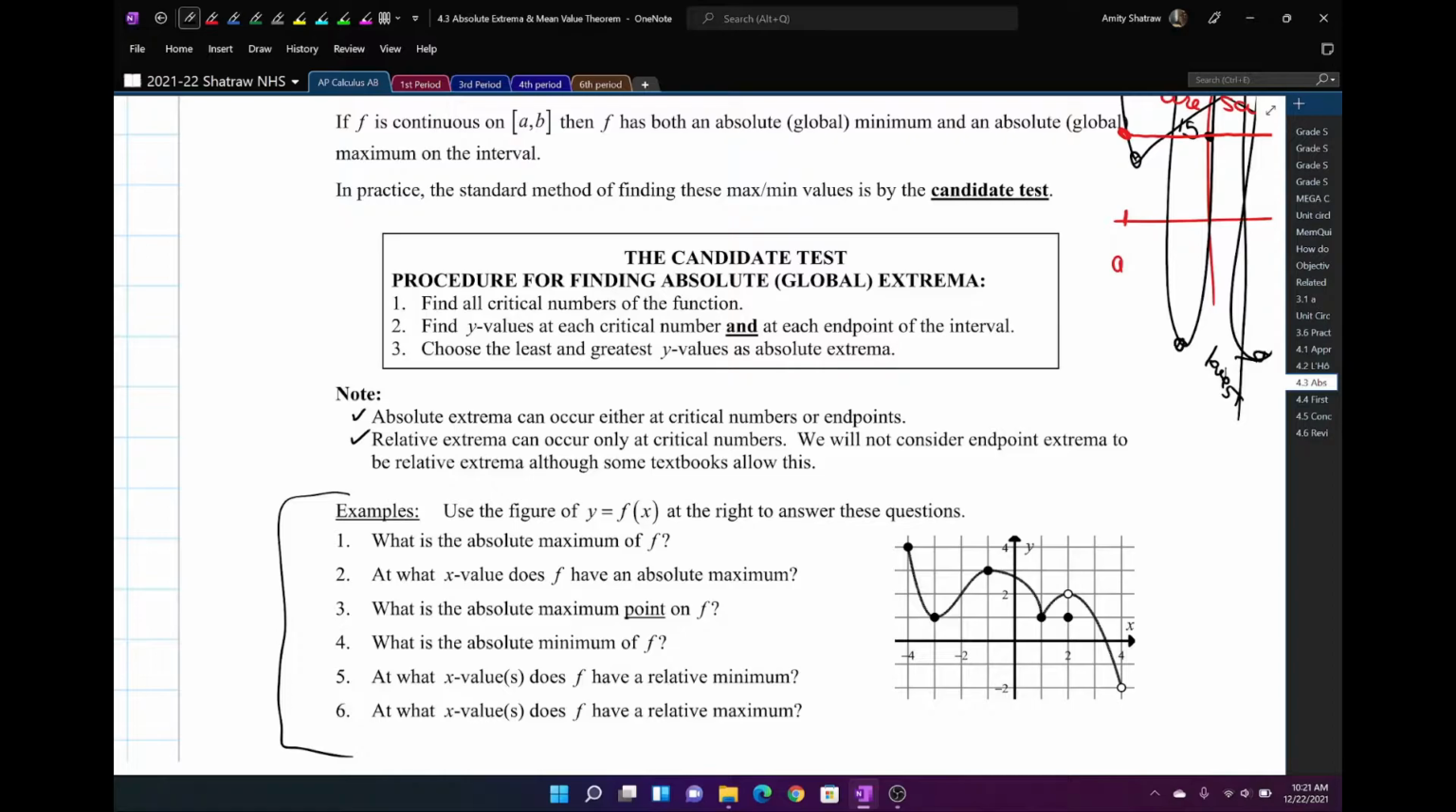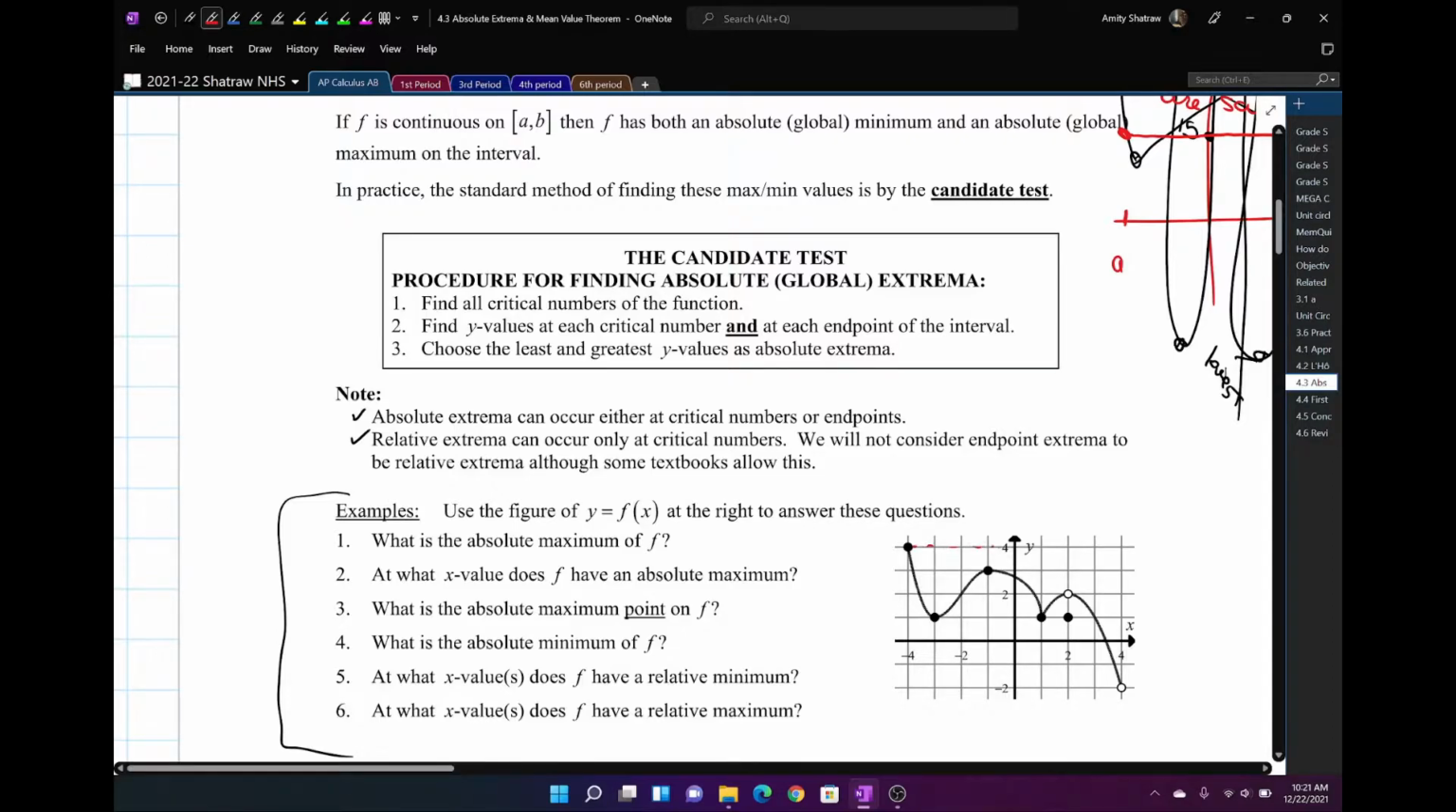All right, so what did you get? You should have found that the absolute max was right here at 4. What was the x value there? It was -4, right? What is the absolute maximum point on F? Well, if I write down the whole point now, it's (-4, 4).